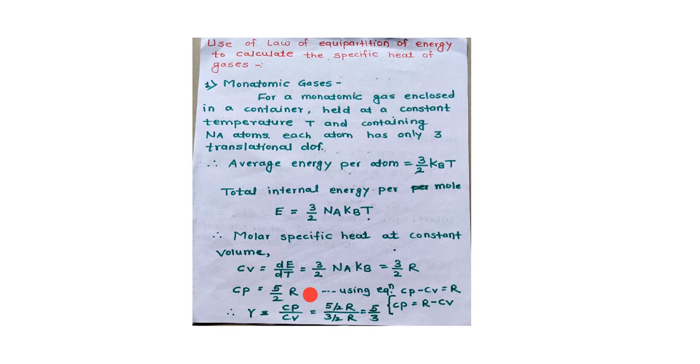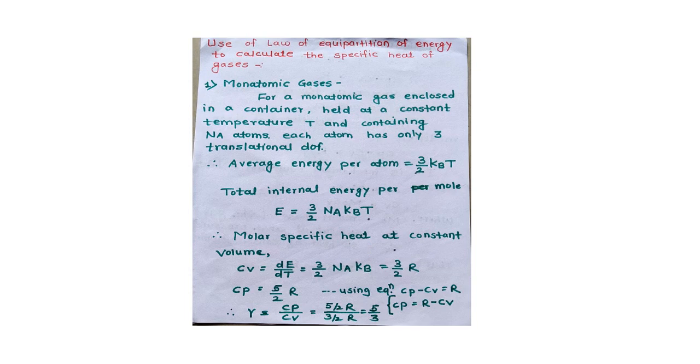Now gamma, this symbol is gamma. Gamma is the ratio of two specific heats, that is Cp upon Cv. You know that Cp is the molar specific heat at constant pressure, and Cv is the molar specific heat at constant volume. Again here Cp is 5/2 R and Cv is 3/2 R. We will get 5/3. Here 2 gets cancelled and R gets cancelled. Gamma, the ratio of specific heats, is 5/3.